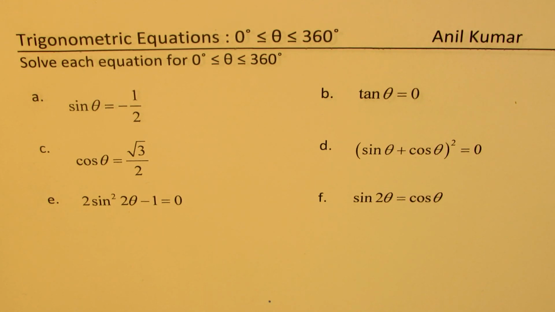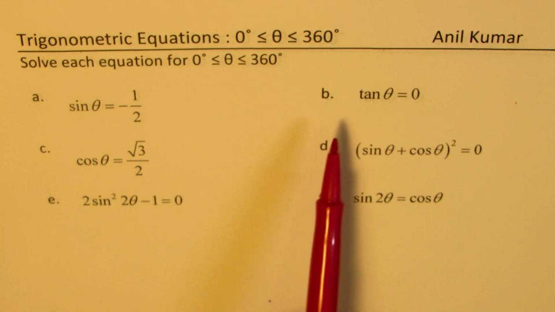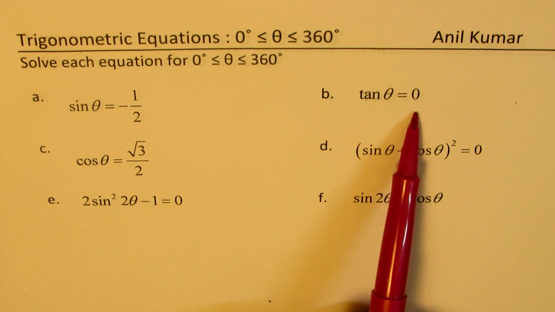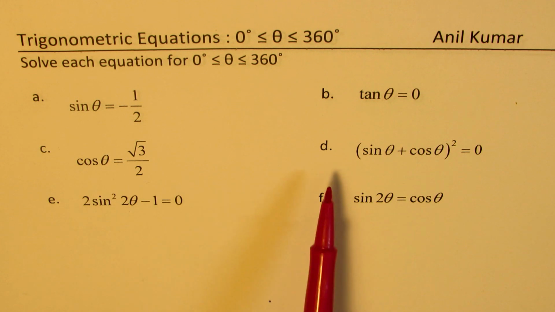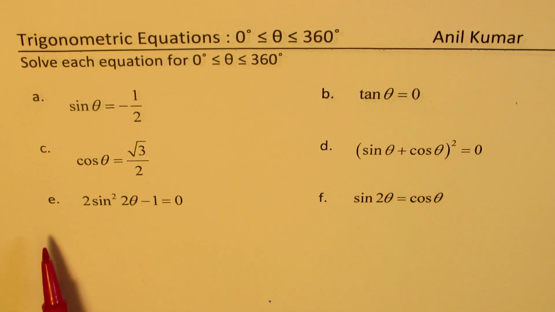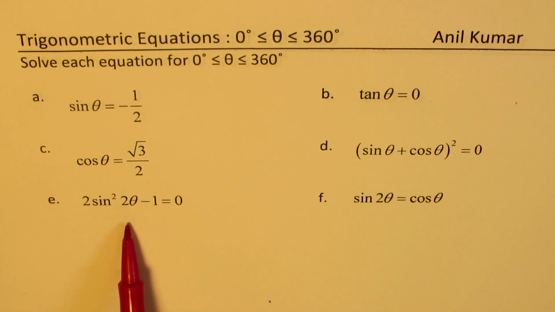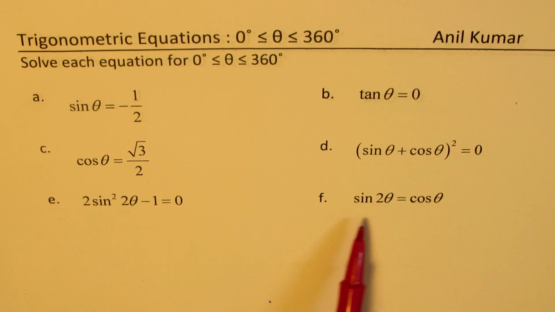Part A is sine theta equals to minus half. We need to find theta when theta is between 0 to 360 degrees. B is tan theta equals to 0. C is cos theta equals to square root 3 over 2. D is (sine theta plus cos theta) whole square equals to 0. E is 2 sine squared 2 theta minus 1 equals to 0. And F is sine 2 theta equals to cos 2 theta.